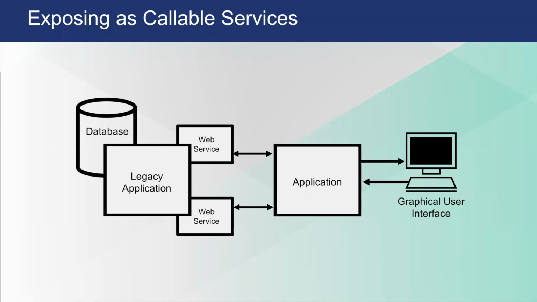And then there's the API approach, right? Exposing the functionality in the legacy application as callable services. Using various different techniques, you can turn parts of your legacy application into web services of some sort, like a REST API, callable APIs for a whole new application to make use of. So when you're creating this new application, you're not creating everything from scratch.